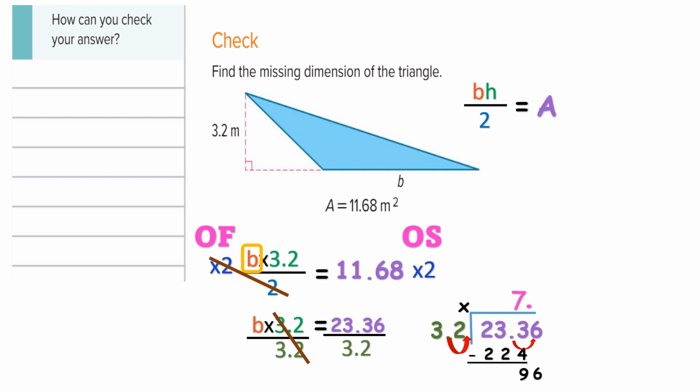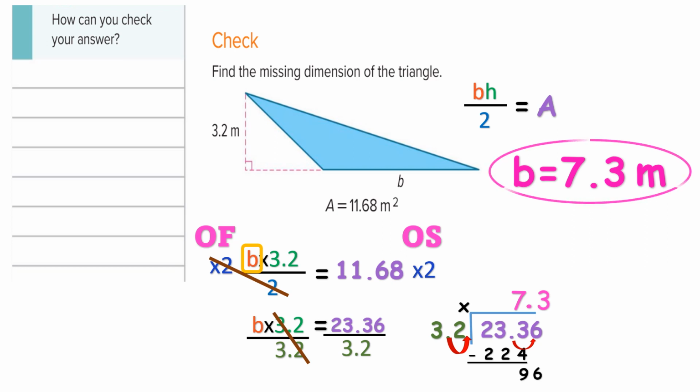That gives us a remainder of 9, and you bring down your 6, and therefore 32 will go into 96 3 times. That is 96. You don't have a remainder, so you know your b is equal to 7.3. But did you remember to include your label? When I look back at the problem, I see that my straight units is meters, so hopefully you had b is equal to 7.3 meters.